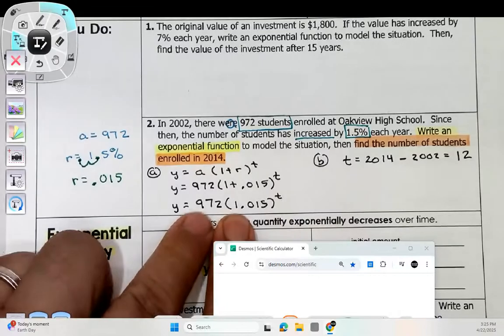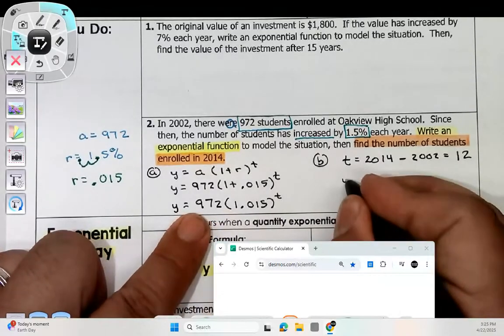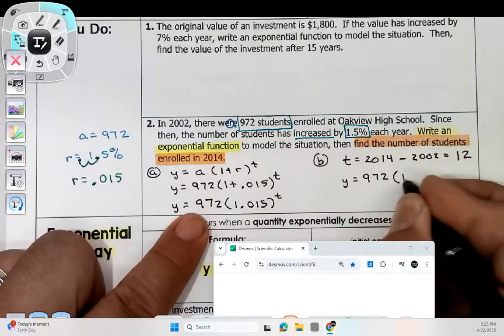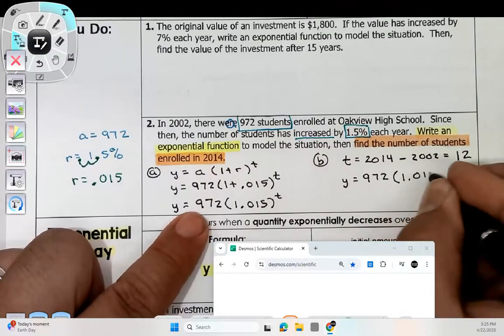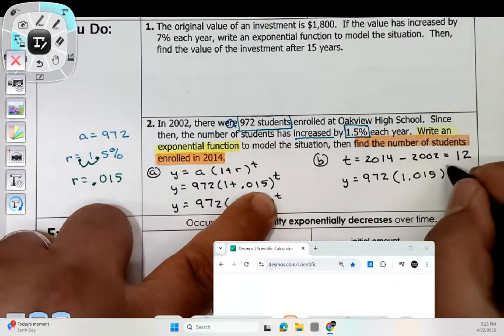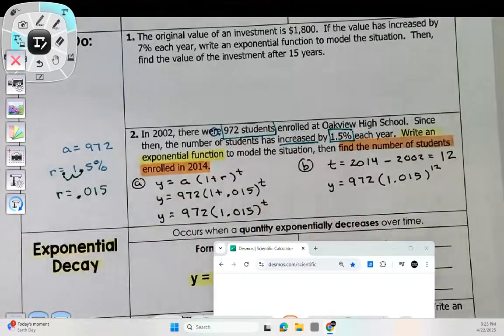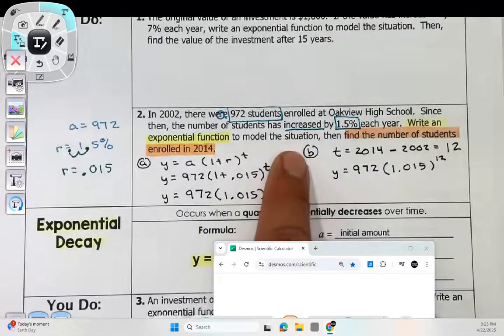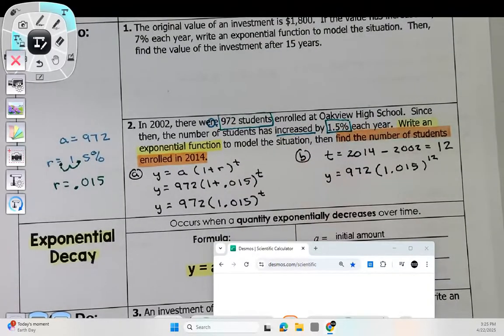Well, you already have a formula. You just have to plug it in. Y is equal to 972, 1.015 to the power of, and now instead of a T, that's where my 12 is going to go. So now I'm going to very carefully type this in. Now, keep in mind, we are talking about a population. So when we talk about decimals, we need to be ready with that.